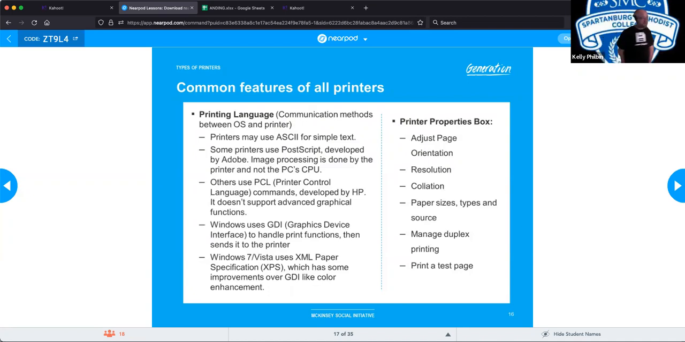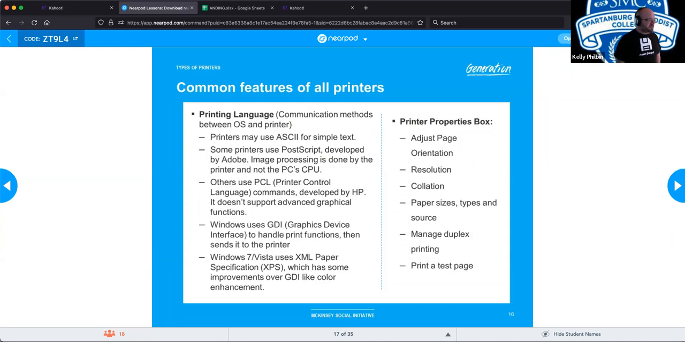Moving on a little bit further, we have the printer control language, or PCL. And this was developed by Hewlett-Packard, but it does not support advanced graphics. Windows, I believe, currently uses GDI, or graphics device interface, to handle print functions and then sends it to the printer itself. And then Windows 7 and above, XML paper specifications, or XPS, which has some improvements over GDI.